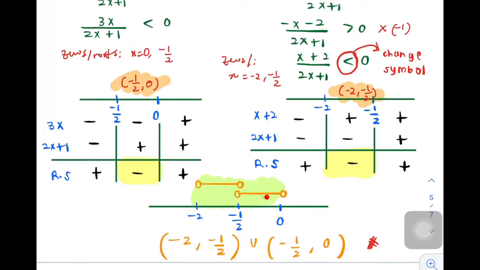So put in first minus half until 0. The second one, negative 2 until negative half. So for union, just take all, okay? It's not straight. So now let's read your answer. Starting from minus 2, you need to stop at minus half and continue again until 0. So final answer, x is equal to minus 2 until minus 1 over 2, union minus 1 over 2 until 0.